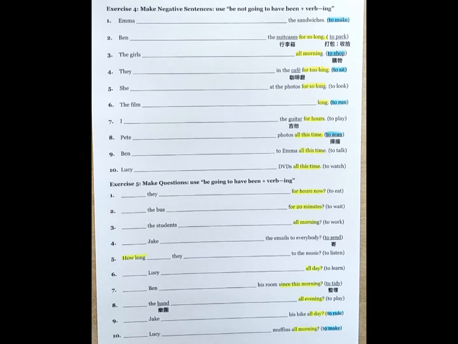3. The girls aren't going to have been shopping all morning. 4. They aren't going to have been sitting in the cafe for too long. 5. She isn't going to have been looking at the photos for so long. 6. The film isn't going to have been running long.